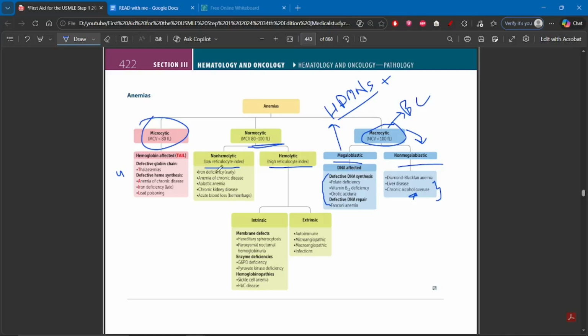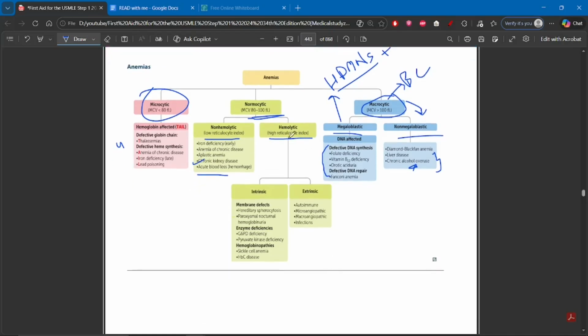So you can see that early iron deficiency can cause it, anemia of chronic disease can cause it, aplastic anemia can cause it, chronic kidney disease can cause it due to deficiency of erythropoietin, and acute blood loss can cause it. As you can see, this is mostly a problem in RBC production.